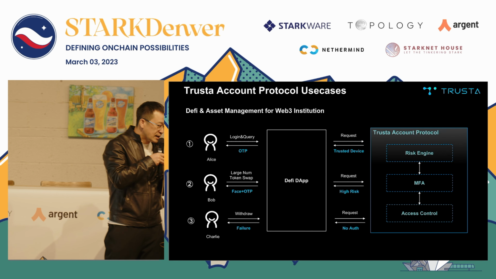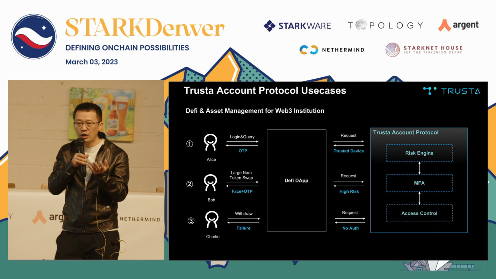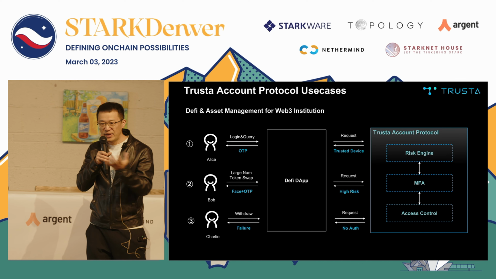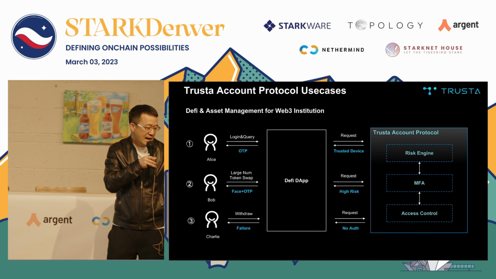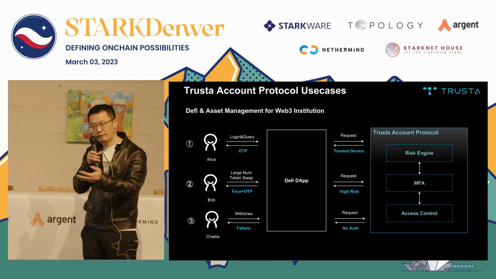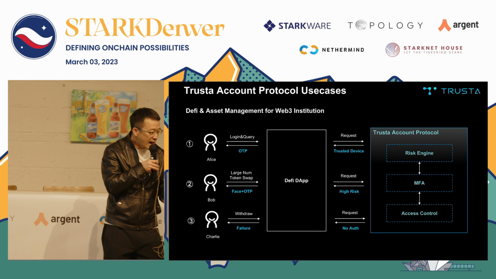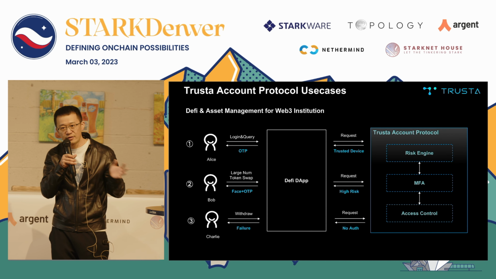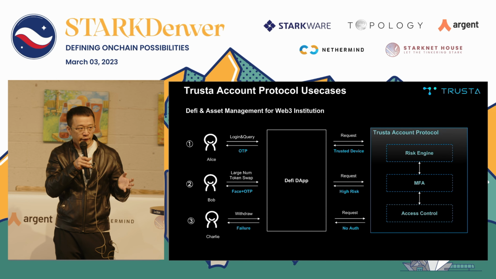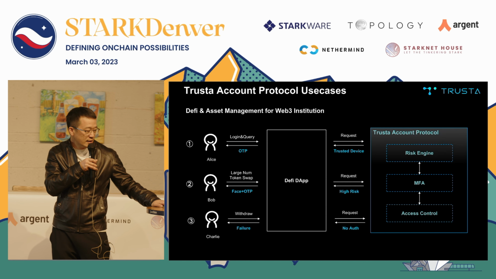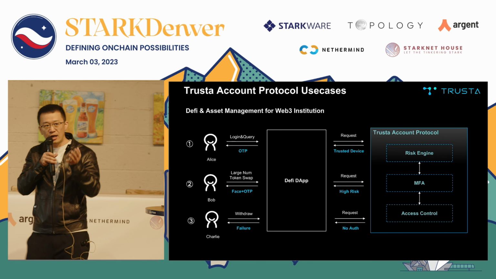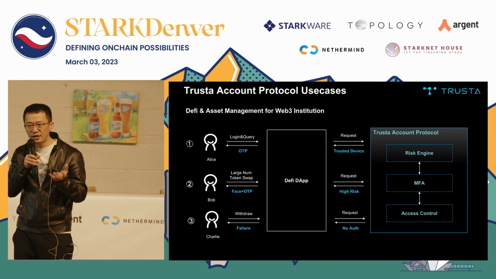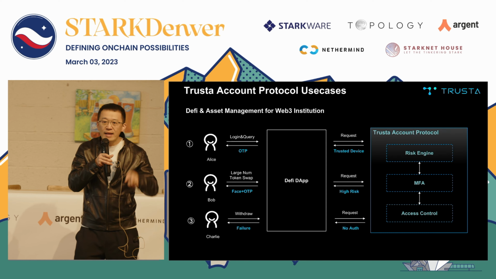We will do 2-factor authentication, not only the face, but also the OTP, to verify whether the person is the good guy. And also we will have the access control within the engine. So when Charlie does some withdrawal transaction, we find they have no access for this privilege. We will refuse the transaction. So with the account protocol, we can support different kinds of use cases and different kinds of apps in one protocol.